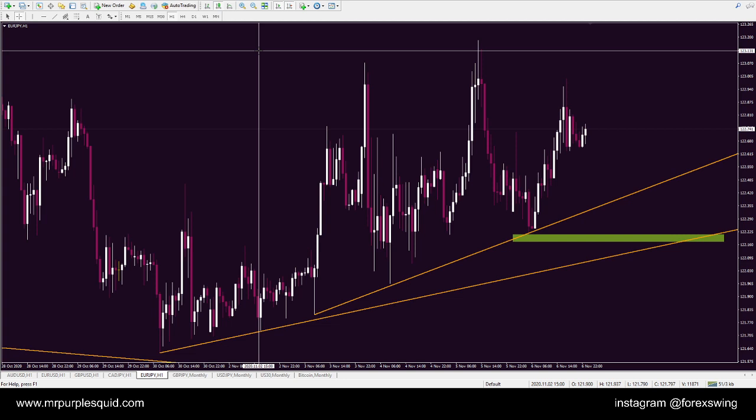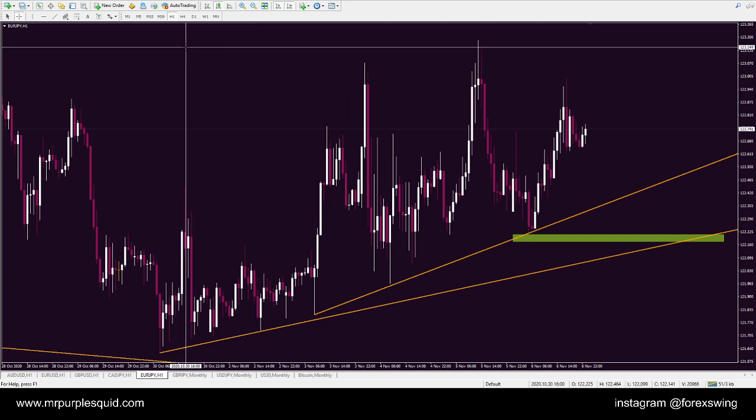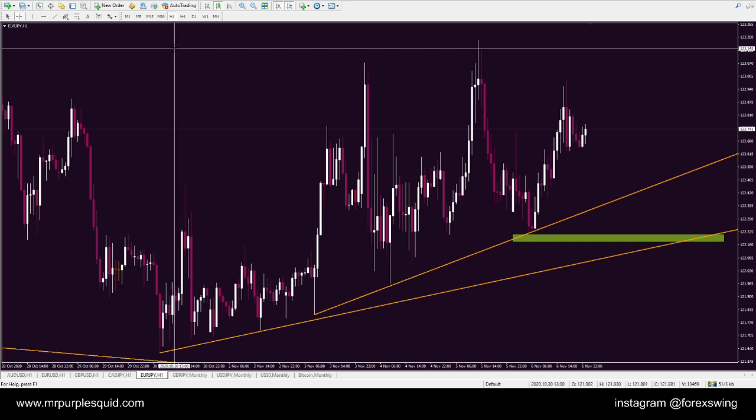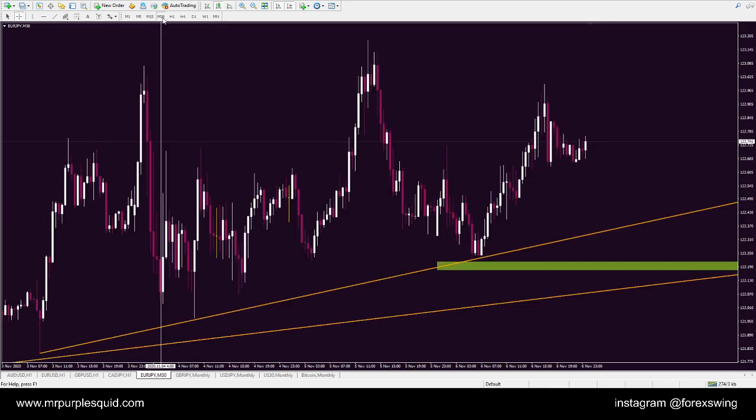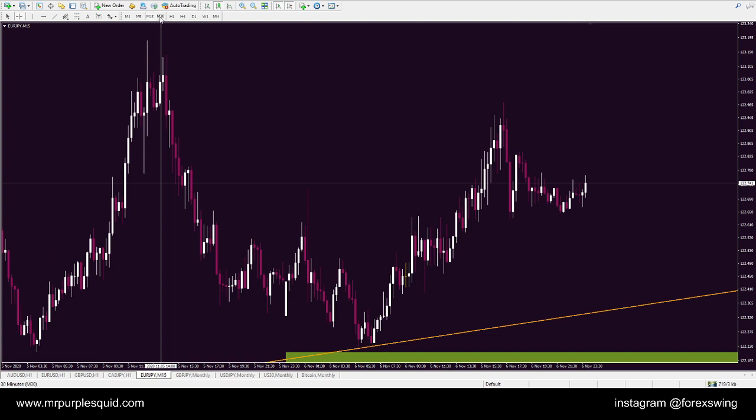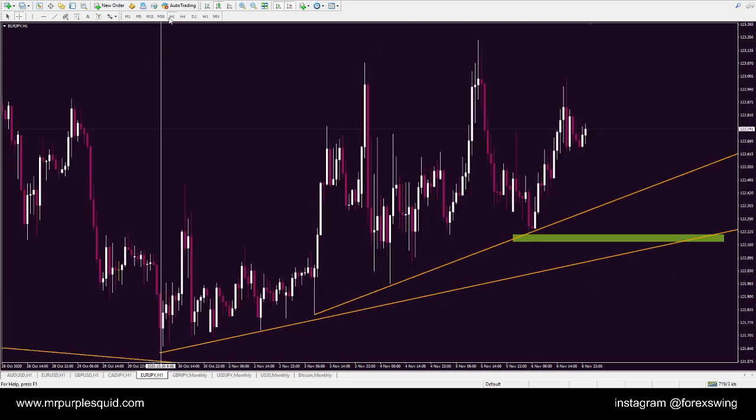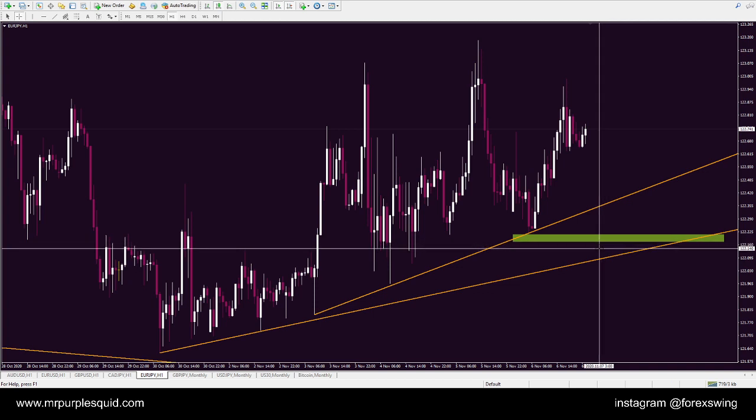I think this is the H1, but let me see if I could get a better entry on the daily, on the M30. No, I don't like it. That's going down too far. So for EJ, I would definitely take a sell if I get a strong break of this low.